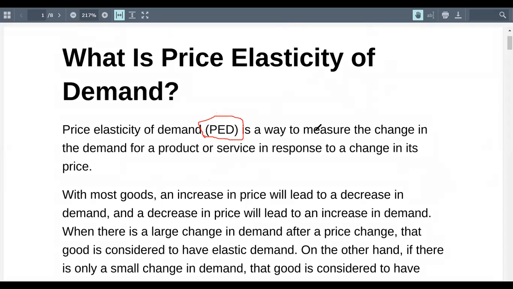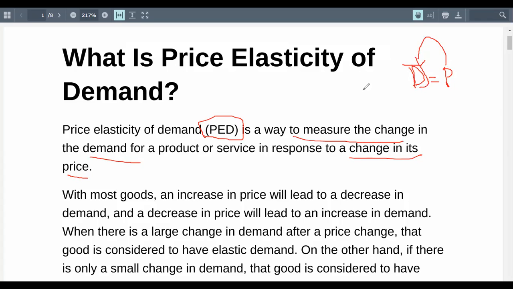is the responsiveness of the demand to a change in price. So basically, it measures the change in demand. For example, in the market, we have two things: demand and price. The factor of price is causing a change in demand. So demand is dependent upon price.